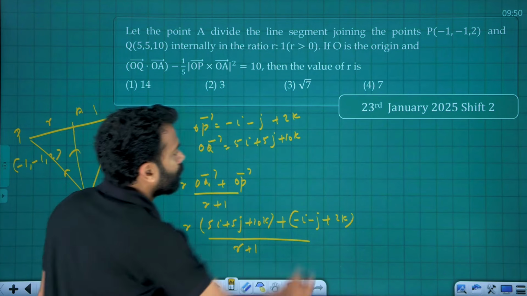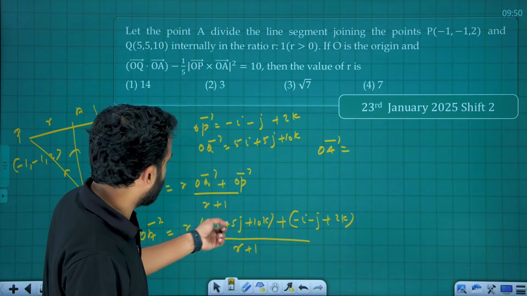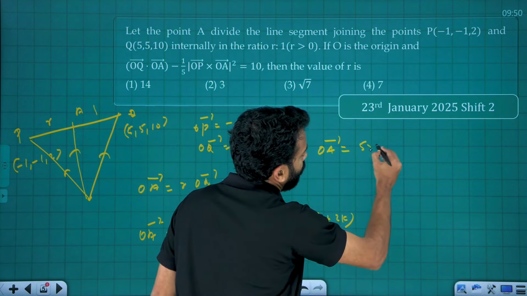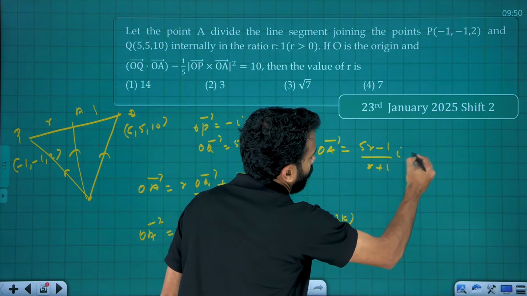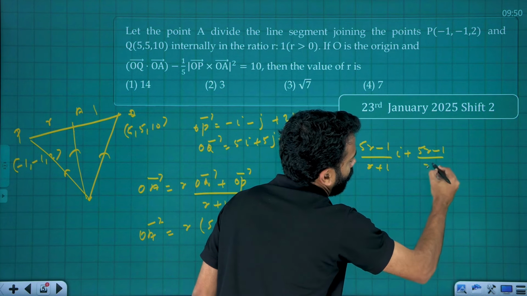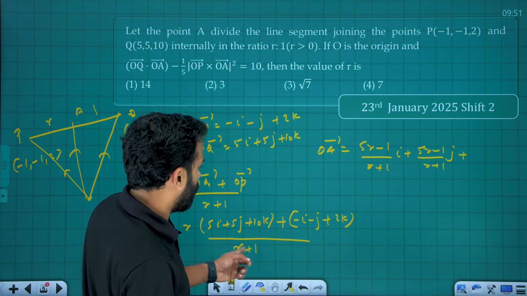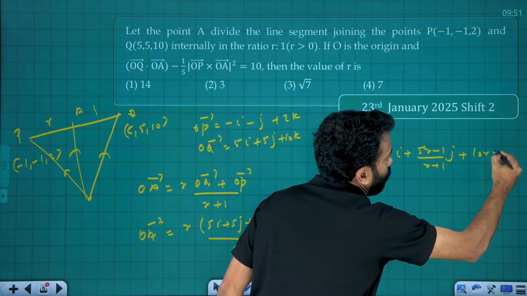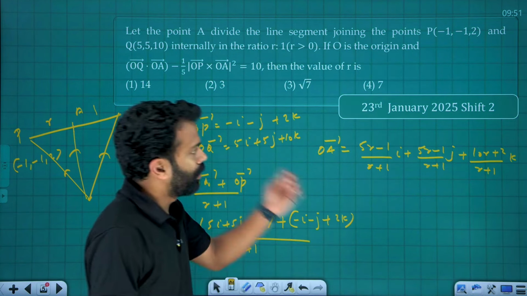Vector OA is equal to (5R minus 1) divided by (R plus 1) i, plus again (5R minus 1) by (R plus 1) into j, plus the last one will be (10R plus 2) divided by (R plus 1) into k. Okay, so that is what vector OA is.